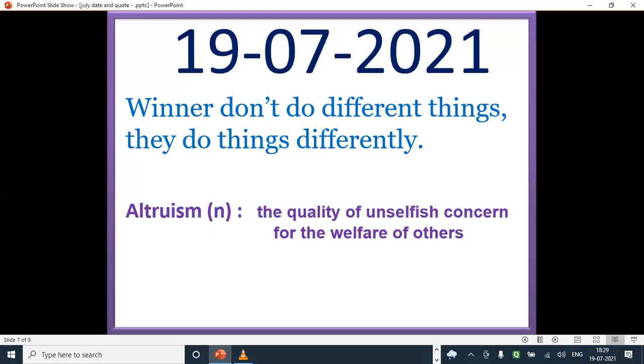Good evening. Today's quote is actually, it should be Venus: Venus don't do different things, they do things differently. It's a good quote. Venus don't do different things, they do the things differently. Today's word is altruism, the quality of unselfish concern for the welfare of others.